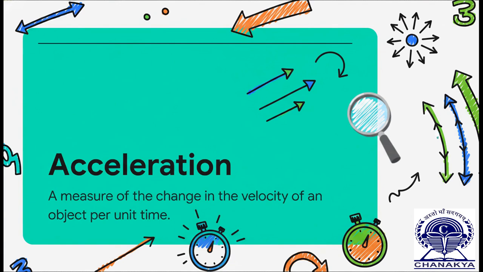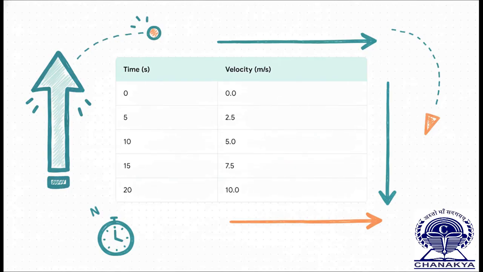Okay, now this definition is super important because most of us think acceleration just means speeding up. But in physics, it's any change in velocity. And since velocity has both speed and direction, that means changing your direction is also a form of acceleration, even if your speed stays exactly the same. Take a look at this data from a car. You can see that every 5 seconds, its velocity increases by the exact same amount, 2.5 meters per second. It's perfectly predictable. This steady change is what we call uniform acceleration.